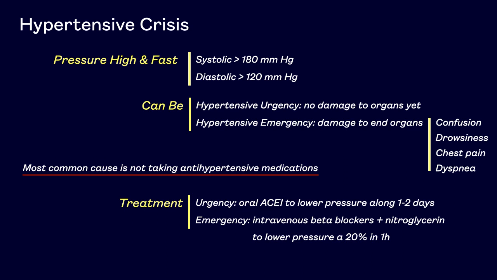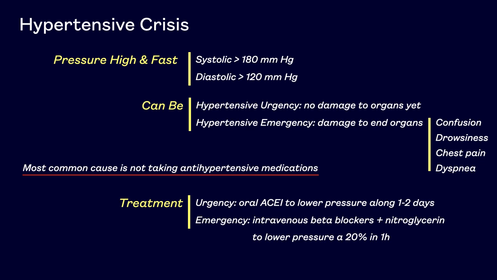The most common cause of hypertensive crisis is not taking the antihypertensive medications when the patient is on medication. But it can also be due to causes like secondary hypertension, like renovascular disease, pheochromocytoma, and hyperaldosteronism, as we already said. You know that for the treatment, it is important to gradually reduce the blood pressure over 1 to 2 days to make sure that the brain doesn't get underperfused.